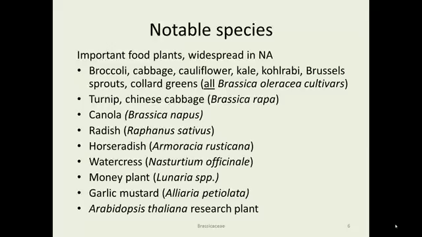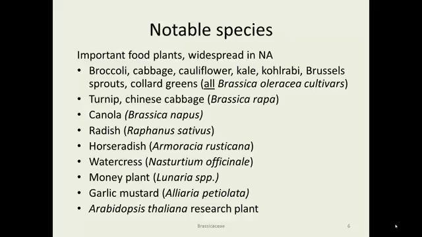Broccoli, cabbage, cauliflower, kohlrabi, Brussels sprouts, kale, collard greens. Believe it or not, they're all the same species. They're all Brassica oleracea that have been selected for different features. Also, turnip and Chinese cabbage are Brassica rapa. Canola is Brassica napus. Radish is Raphanus sativus.